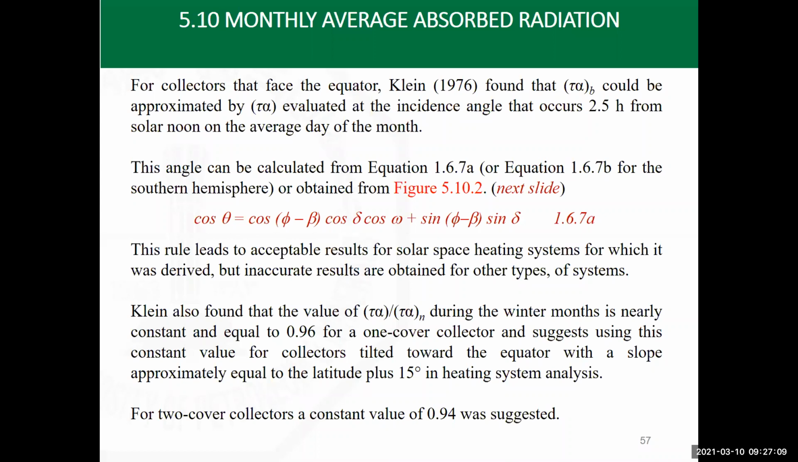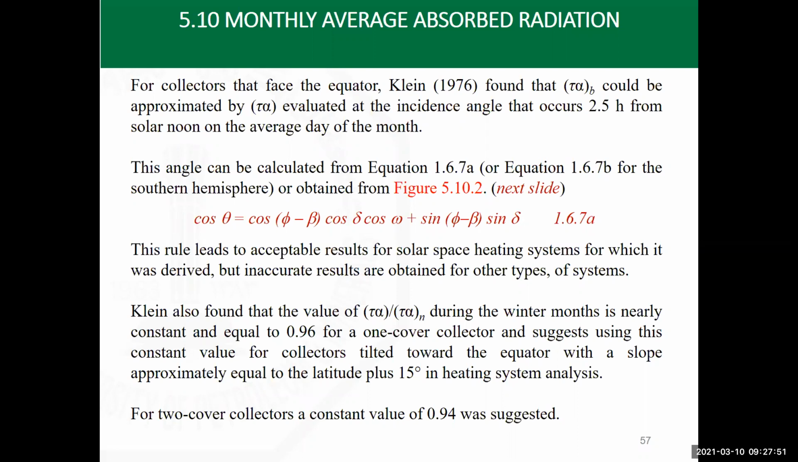He also found that the ratio of tau alpha over tau alpha n during winter months is almost constant, and this ratio is about 0.96 for one cover collector. He said that without the need to go through the figures and the curves to get the value of tau alpha, just calculate tau alpha n normal multiplied by 0.96, and it will be fine as long as the surfaces are tilted toward the equator with a slope that can change by plus or minus 15 from the latitude. For the two cover system, instead of 0.96, you may use 0.94.